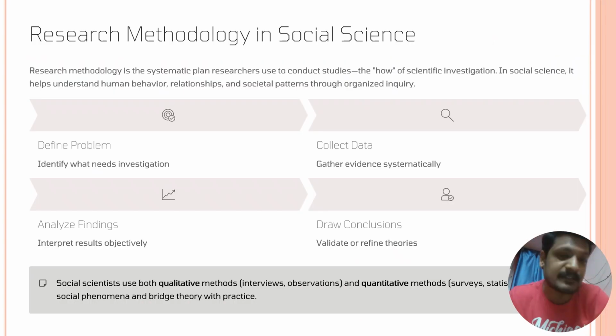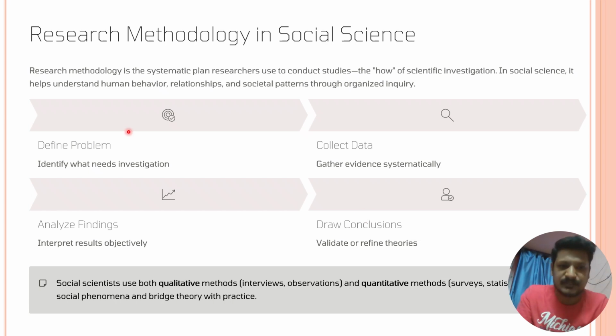The final thing is research methodology in social science. Okay, so let us see the definition. Research methodology is a systematic plan researchers use to conduct studies, a method of scientific investigation. In social science, it helps understand human behavior, relationships, and societal patterns. Social science focuses on human behavior, which helps to identify its nature, because human behavior is different from person to person, and also the relationships and societal patterns.